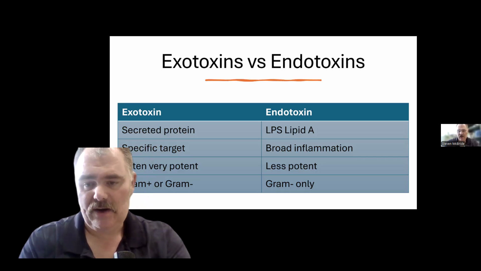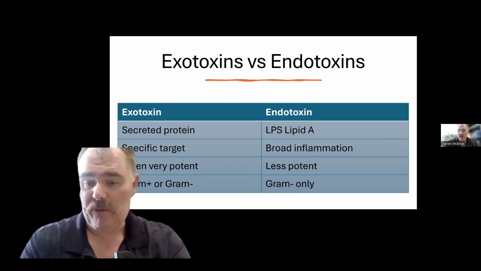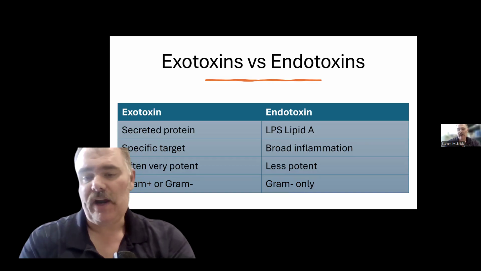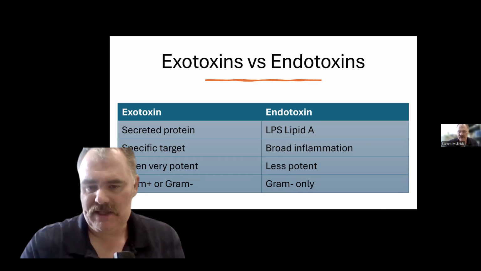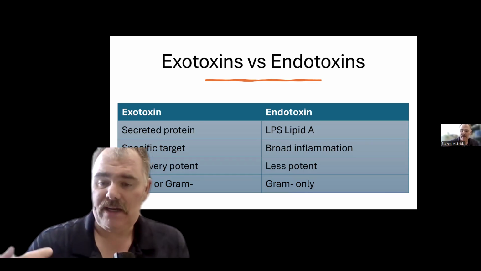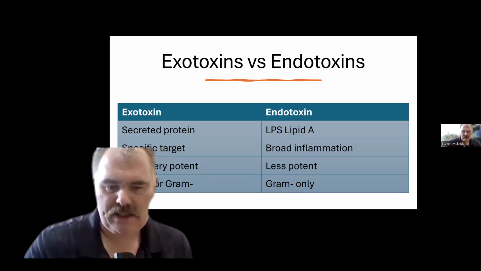Endotoxins, on the other hand, are completely different. Endotoxin is not secreted. Instead, it is part of the outer membrane of gram-negative bacteria and consists of lipid A within the lipopolysaccharide, or LPS. Rather than targeting specific cells, endotoxins trigger broad inflammatory responses. Today, we're focusing on exotoxins. We'll return to endotoxins in the next lecture.